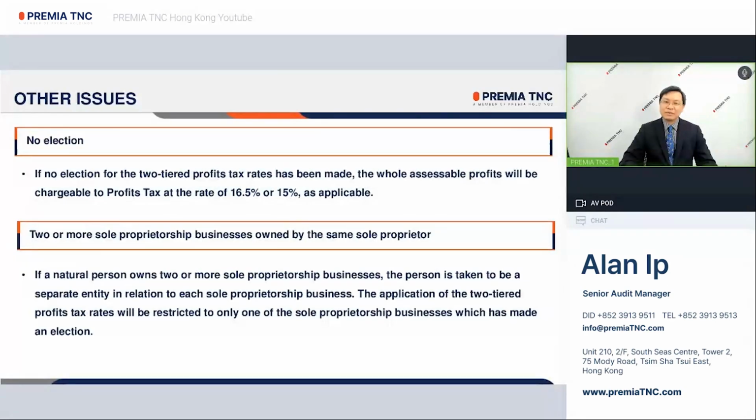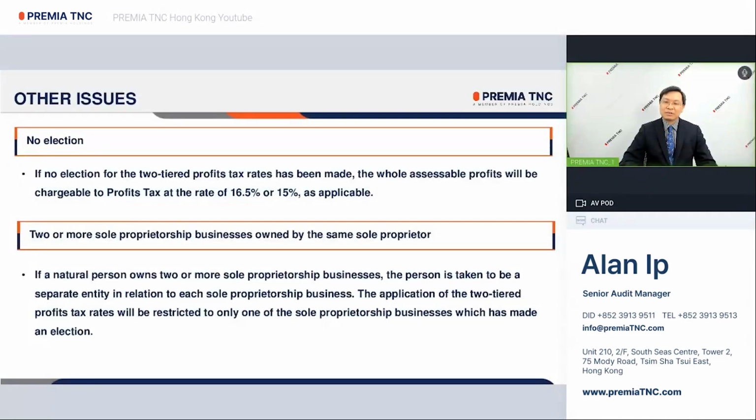If no election for the two-tier profit tax rate has been made, the whole assessable profit will be chargeable to profit tax at the rate of 16.5% or 15% as applicable. If a natural person owns two or more sole proprietorship businesses, the person is taken to be a separate entity in relation to each sole proprietorship business.